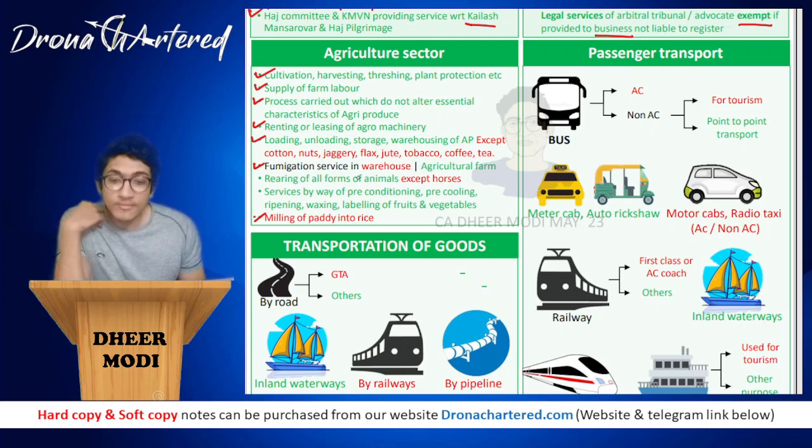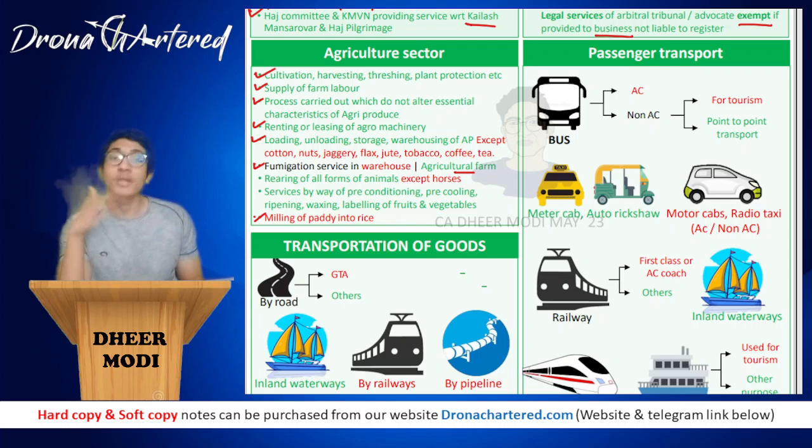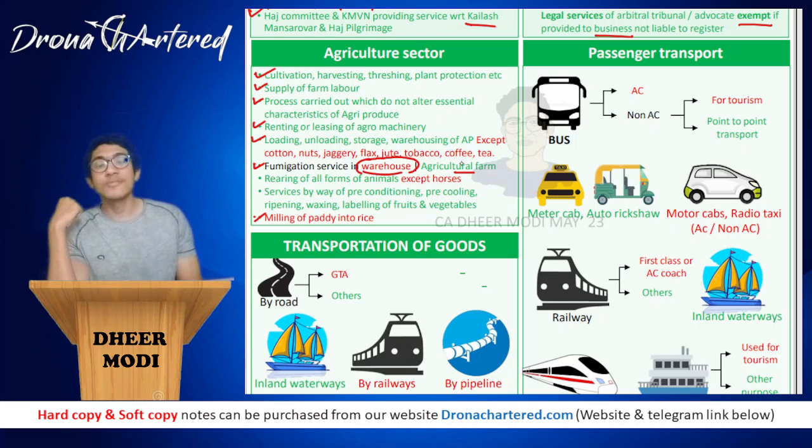Next is your fumigation service. Fumigation service in warehouse is taxable. This is an amendment from now: fumigation service in warehouse is taxable, but fumigation service in agriculture farm is exempt. So that's what you have to remember. Do not just remember the amendment that fumigation service is taxable. What you have to remember is that fumigation service in warehouse is taxable, but fumigation service in agricultural farm will be exempt.